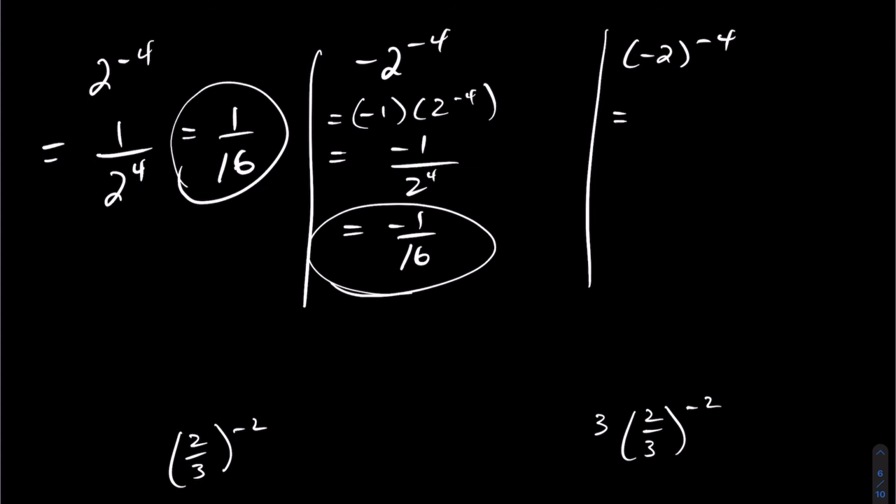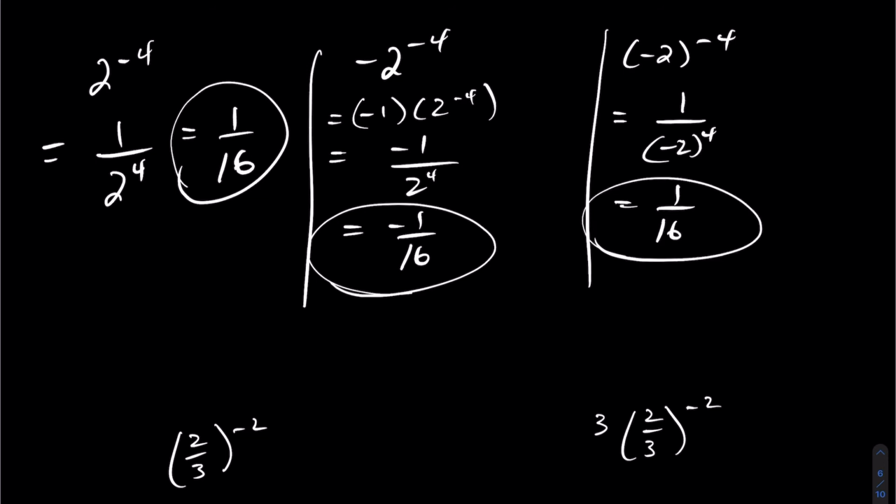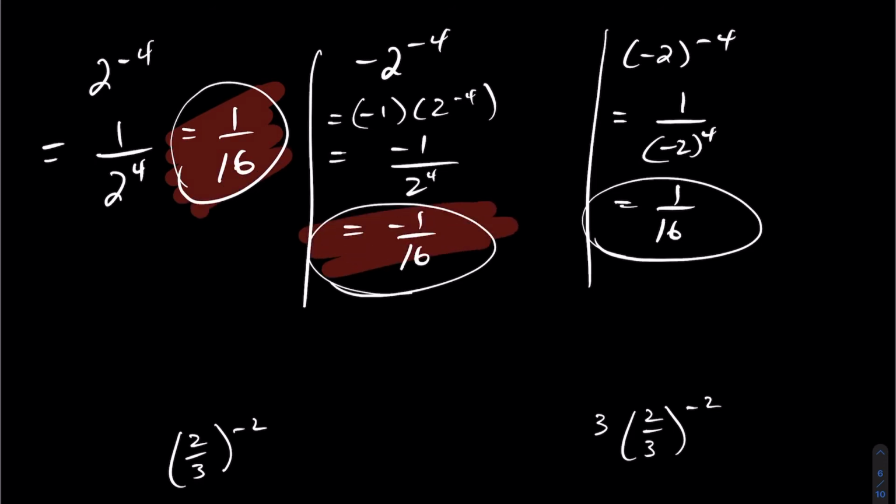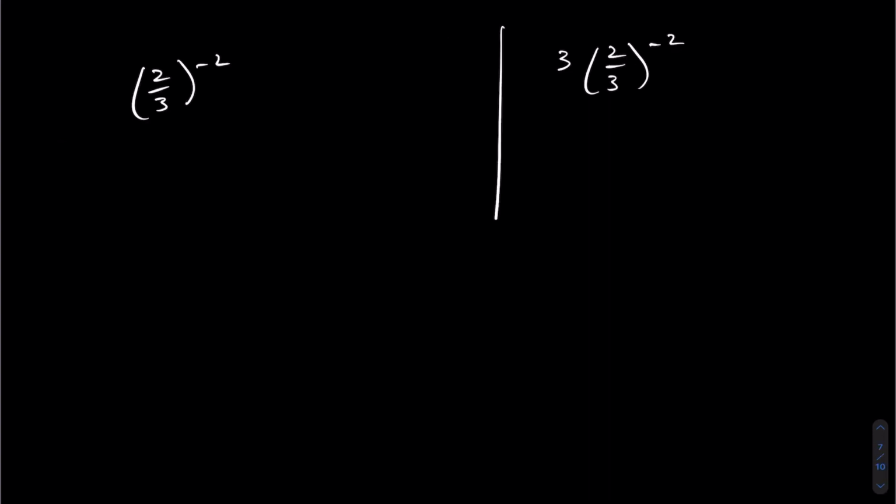Whereas with this question, this is 1 over -2, the entire expression, to the power of 4, which will now be 1 over positive 16, because -2 to the power of 4 is positive 16. Okay, so take note of the differences between these here. They matter, and these are a lot of areas where students have issues. Okay, last, let's take a look at these next two here.